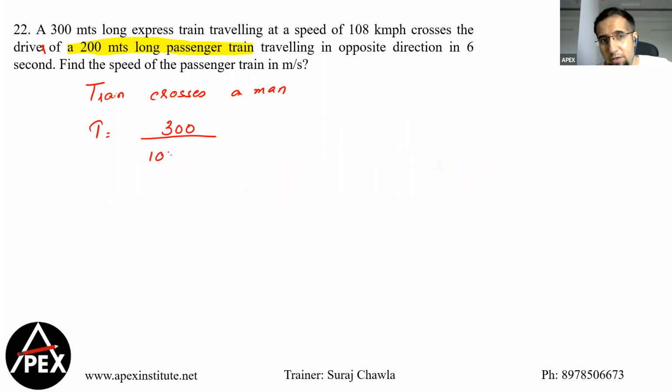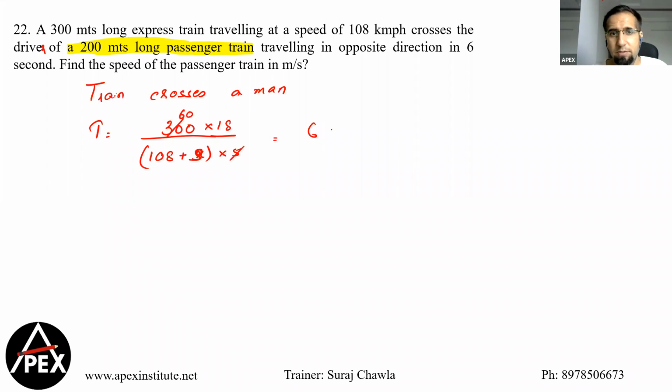Relative speed: both the trains are moving in opposite direction. So no matter that the man is not moving, the speed of the passenger train is equal to the speed of the man. Okay. So 108 kilometers per hour plus s kilometers per hour. This should be in the form of meters per second, that is 5 by 18, and this time taken is equal to 6 seconds. Is this point clear with all of us?